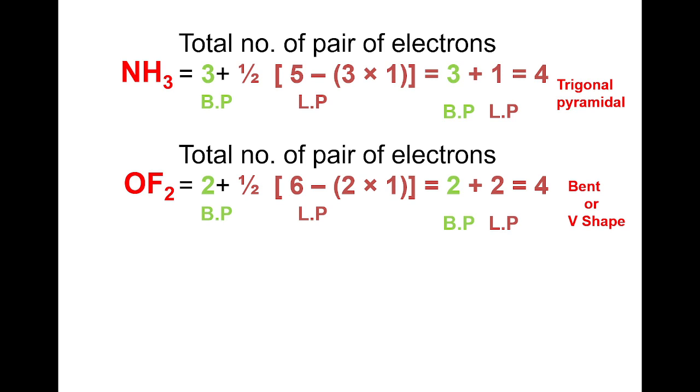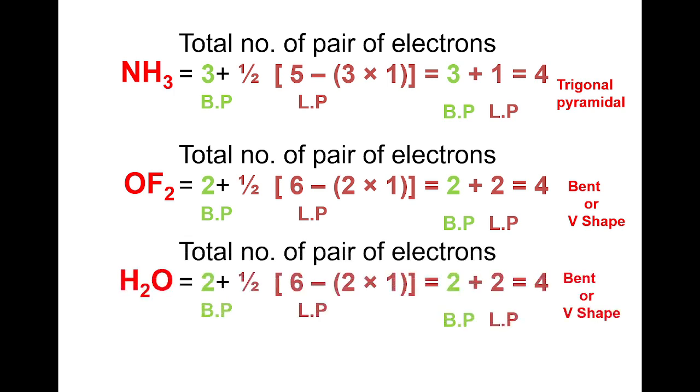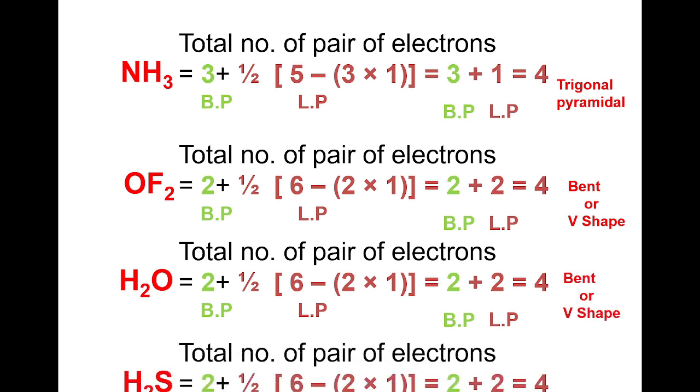If you remember the table given before in the slide, similarly we can predict the shape of water also. In case of water, we will get 2 bond pair and 2 lone pair of electrons, and the shape will be bent or V shape. Similarly, we can also predict the shape of the H2S molecule.